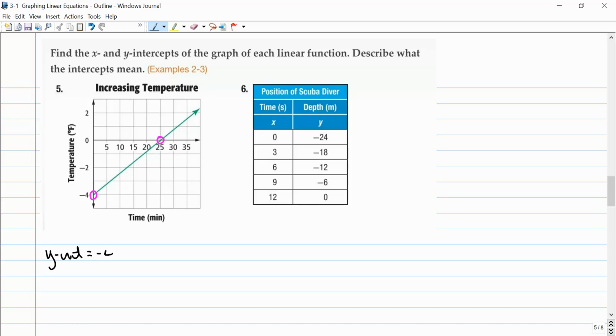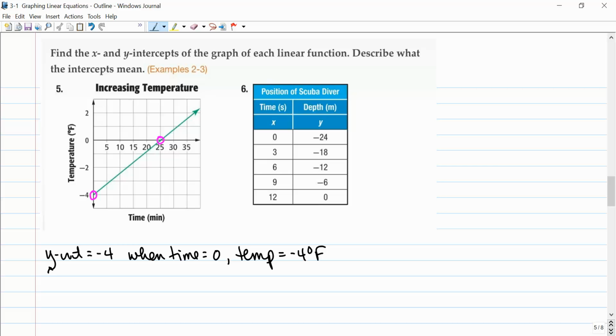So my y-intercept is -4. And what that means is that when time is 0, whenever they started collecting this data, their temperature was -4 degrees Fahrenheit. So when the time equals 0, the temperature is -4 degrees Fahrenheit.